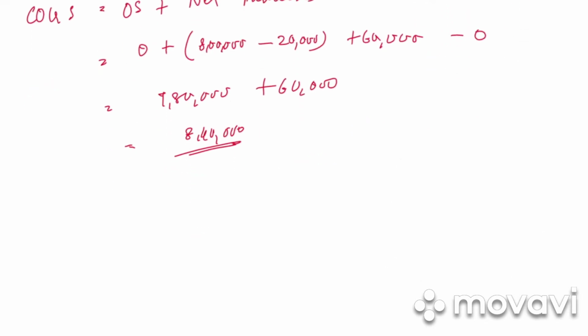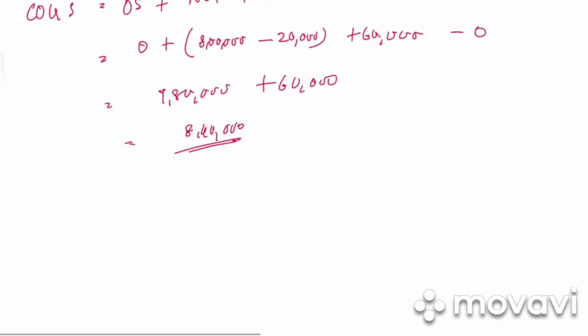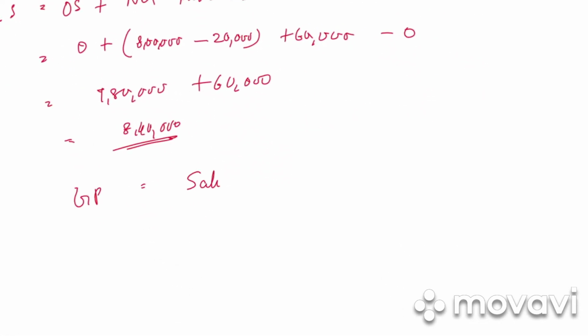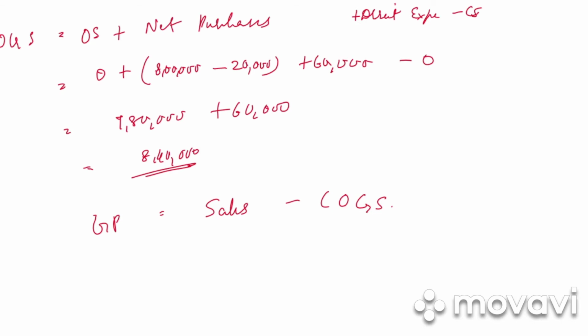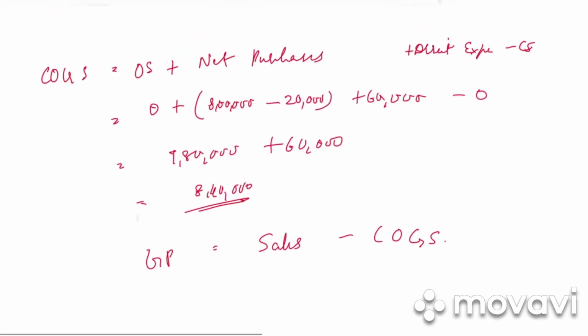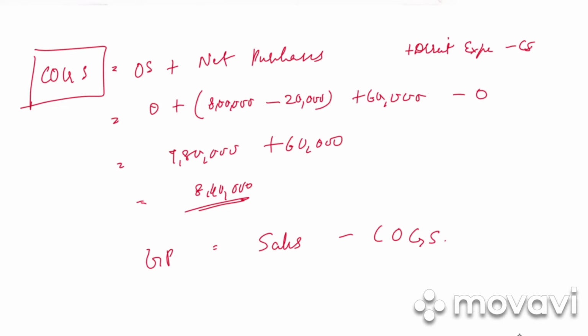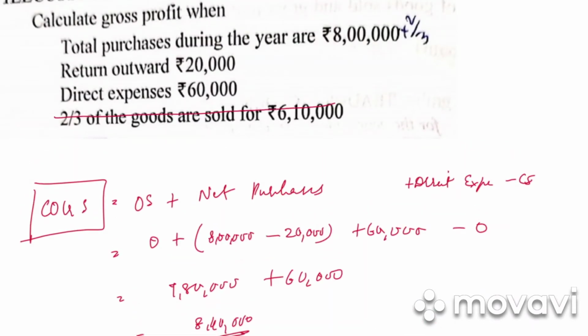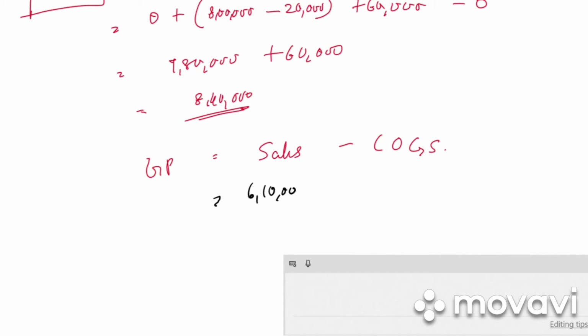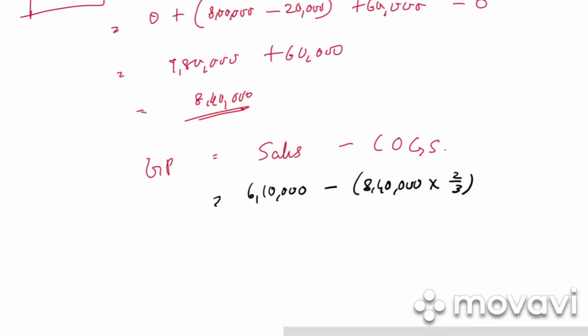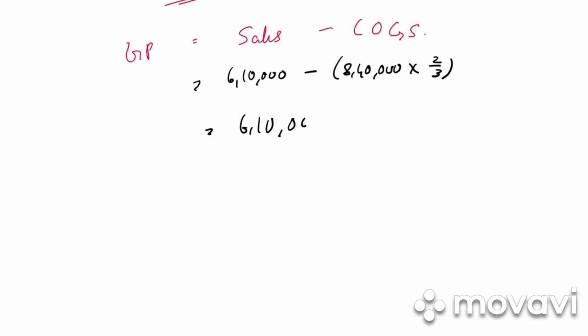Next we need to calculate the gross profit. What is the formula for gross profit? It is sales minus cost of goods sold. So out of the total cost of goods sold, they have said that only 2/3 of the goods are sold for 6,10,000. So what will be cost of goods sold? Sales is already given, 6,10,000. Cost of goods sold will be 8,40,000 into 2 by 3. So it is 6,10,000 minus 5,60,000.